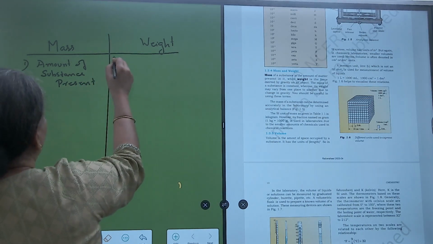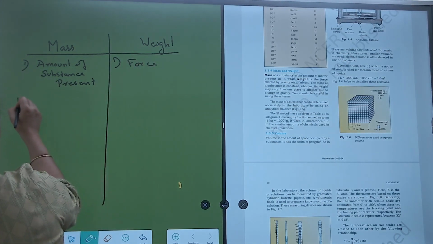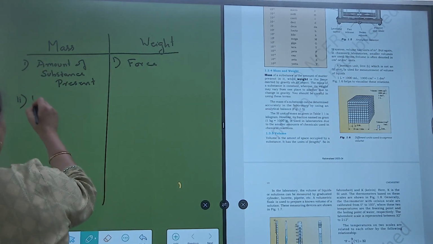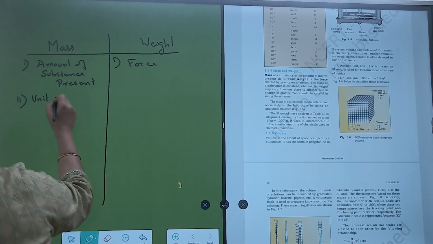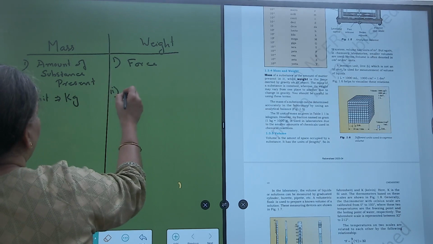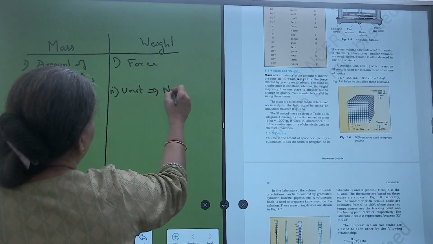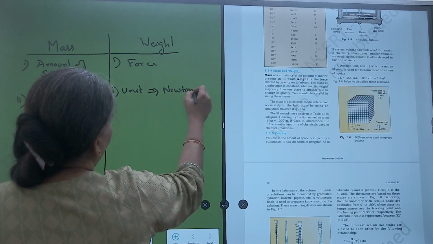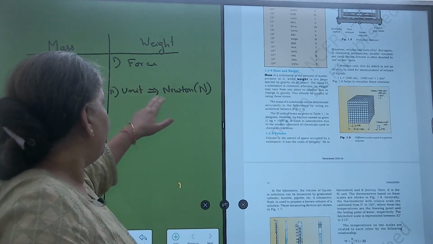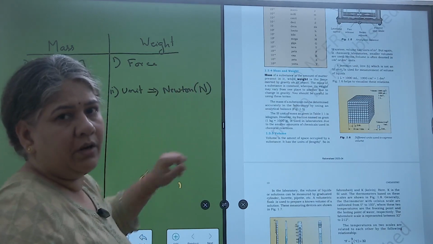And weight is basically the force exerted by gravity on that matter. So the unit of mass will be kg, and the unit of force is Newton, represented by capital N. Newton is the name of a scientist, so the name of the scientist is represented by the first alphabet, and that too in capital.